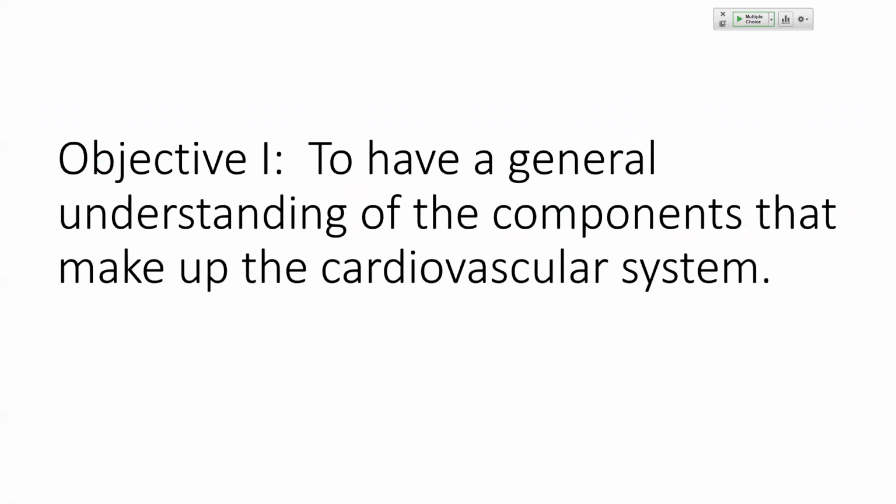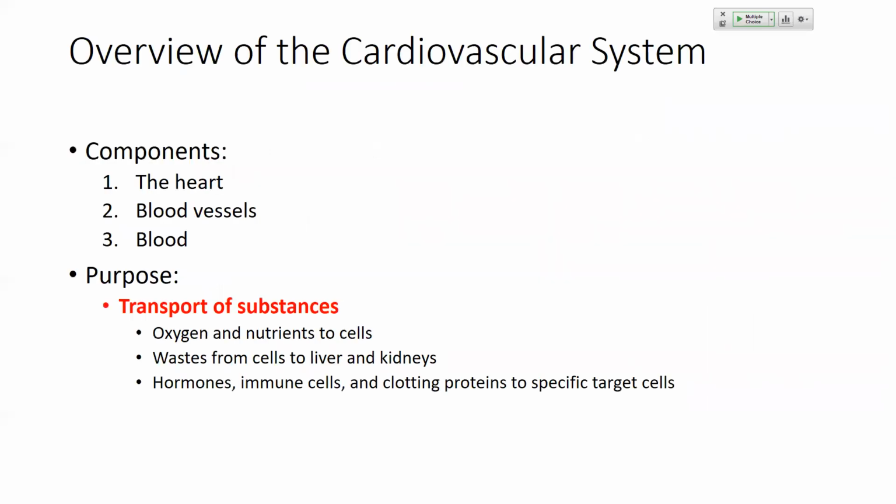So the first objective of the cardiovascular system is to have a general understanding of the components that make up this system. Basically, we're talking about the anatomy, the structure. What does the heart look like? What are the components of the cardiovascular system?